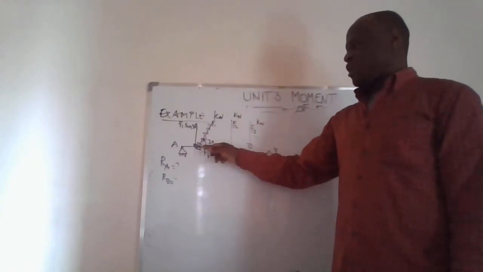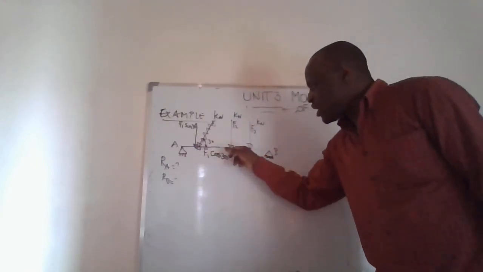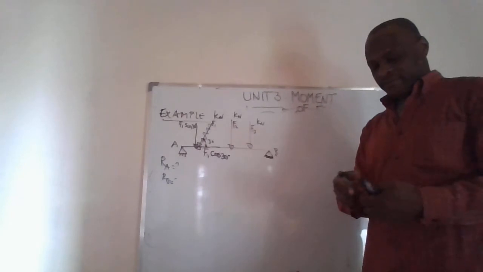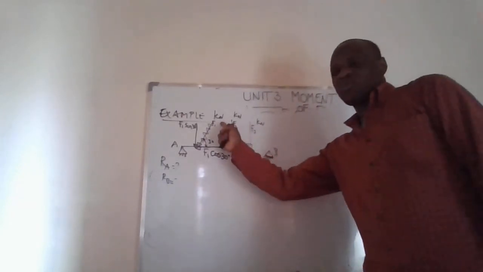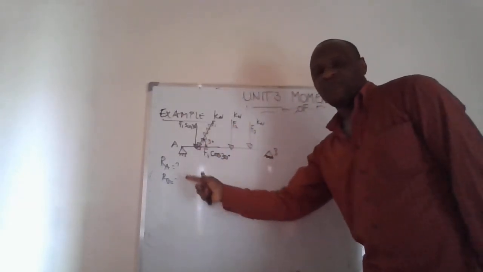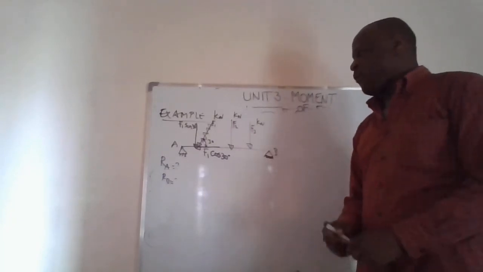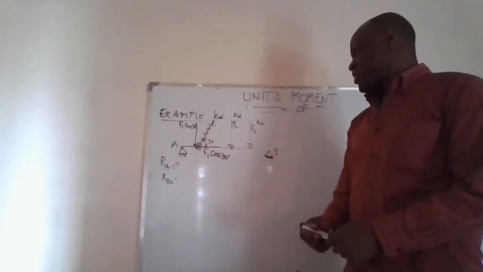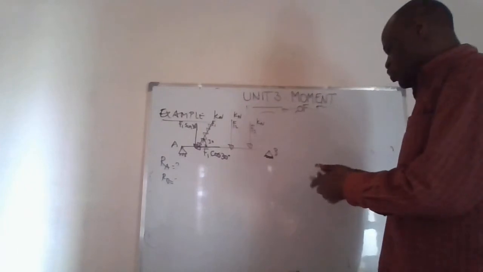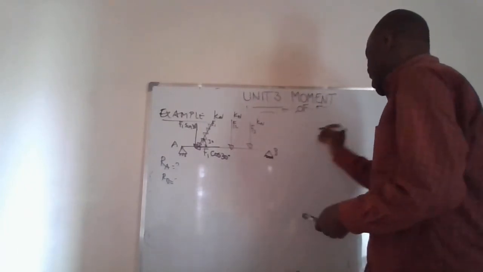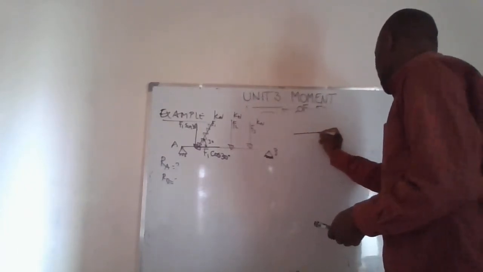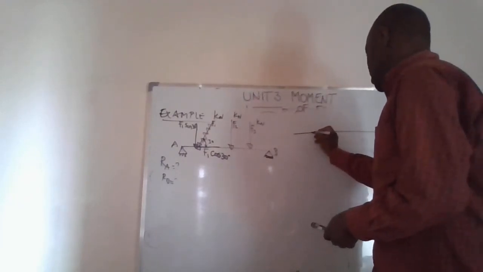As you can see, we now have a horizontal component on our beam due to the fact that we had an inclined force. Now, what's going to happen to the support A? If we need to draw our free body diagram, this is how our free body diagram will be. It will be something like this.